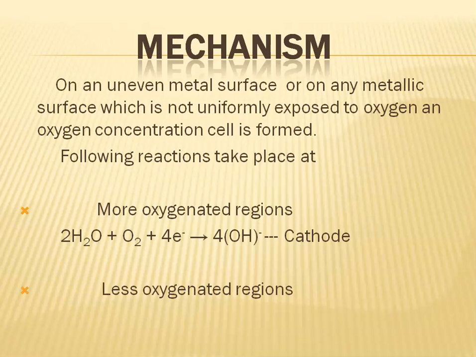From where are these electrons coming? These electrons come from the less oxygenated regions around it, where the metal ionizes and gives metal ions and electrons. As there is removal of electrons here, this region, which is less oxygenated, is the anode.